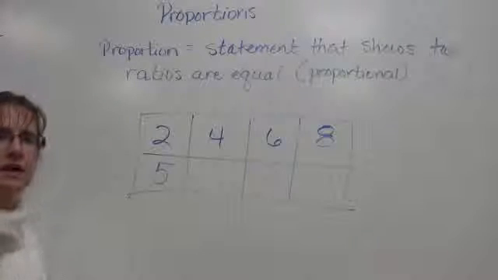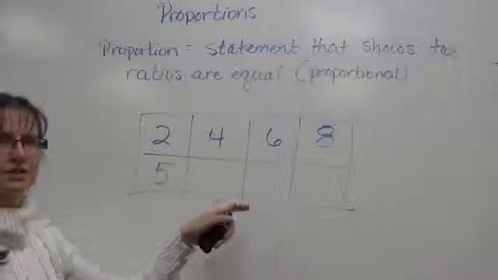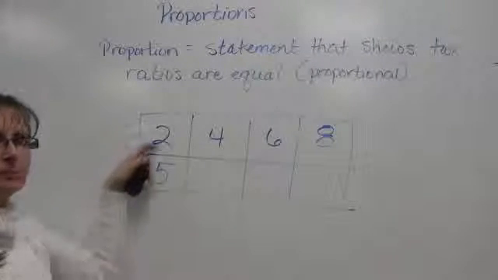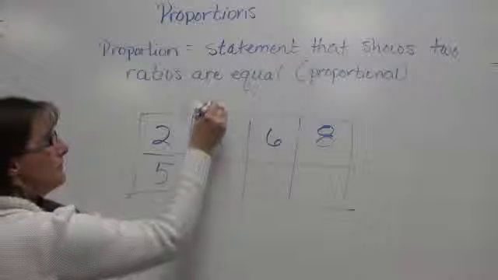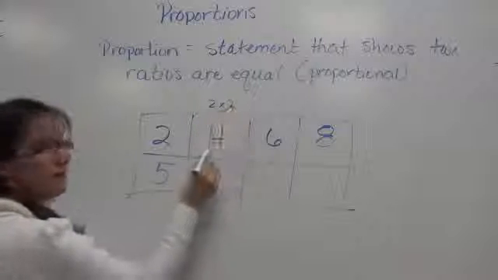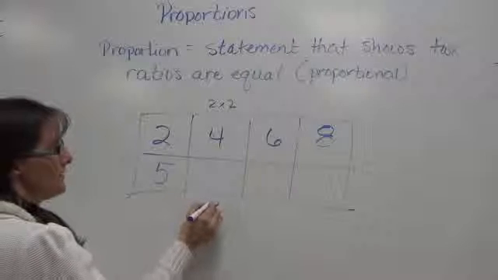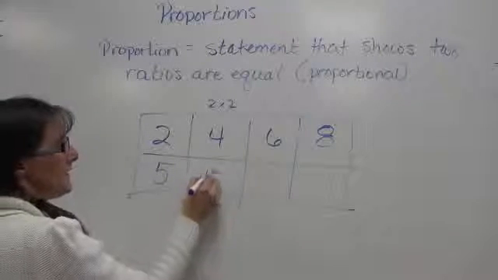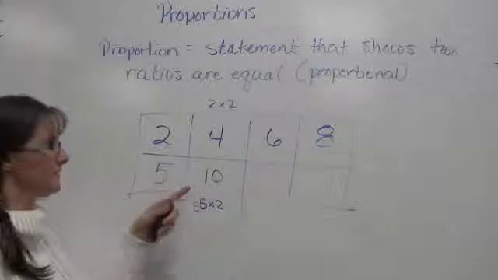So let's try it one more time. This time, let's create a table of proportions, and we'll make all of our ratios proportional to 2/5. So, how did I go from 2 to 4? I took 2 times 2 and got 4. So I can do the same thing to my denominator and say 5 times 2 is 10. 2/5 is the same as 4/10.